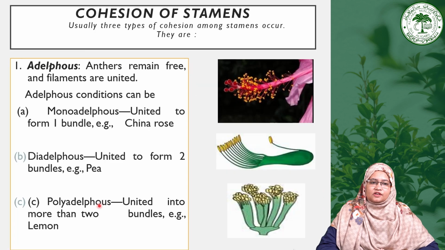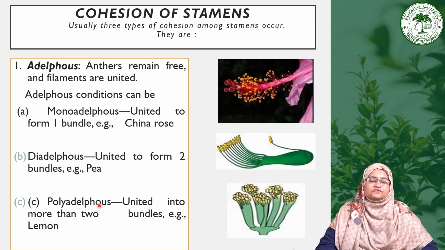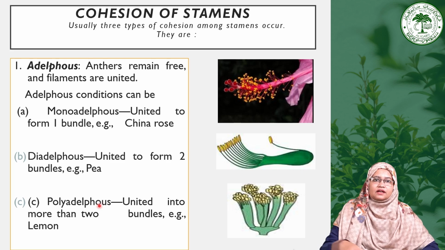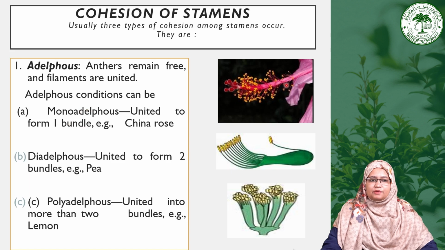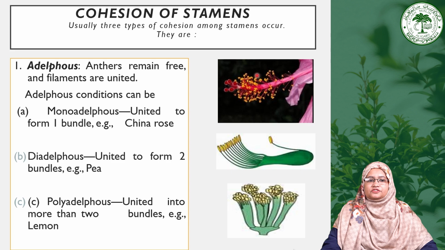The next is the cohesion of stamens. When stamens are fused with themselves, there are different types of cohesion, the first one being adelphous. In adelphous, the anthers remain free and the filaments are united. Adelphous is further categorized into 3 types: monoadelphous, as in China rose or the Malvaceae family, in which the filaments are fused forming a staminal tube, and here you can see the anthers are free. So all the stamens form a single staminal tube in which the anthers are arranged. This is called monoadelphous.